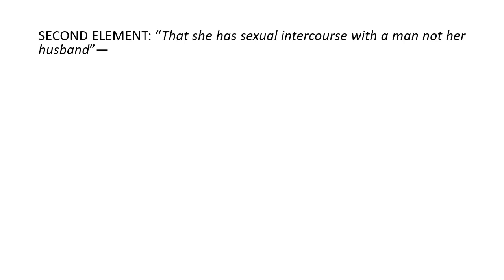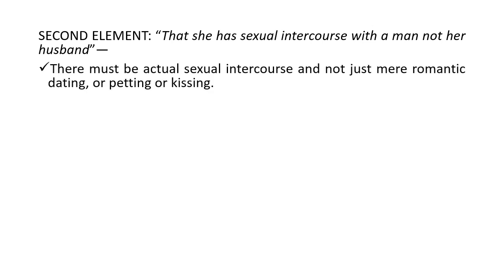Let's now go to the second element, that she, referring to the married woman, has sexual intercourse with a man who is not her husband. First point, there must be actual sexual intercourse and not just mere romantic dating or petting or kissing. The second element is the operative act that consummates the crime of adultery. Without the sexual intercourse, if there be merely petting or kissing or holding hands or caressing each other, those acts will not constitute the crime of adultery. To repeat, what constitutes the crime of adultery is actual sexual intercourse by the married woman with a man who is not her husband.